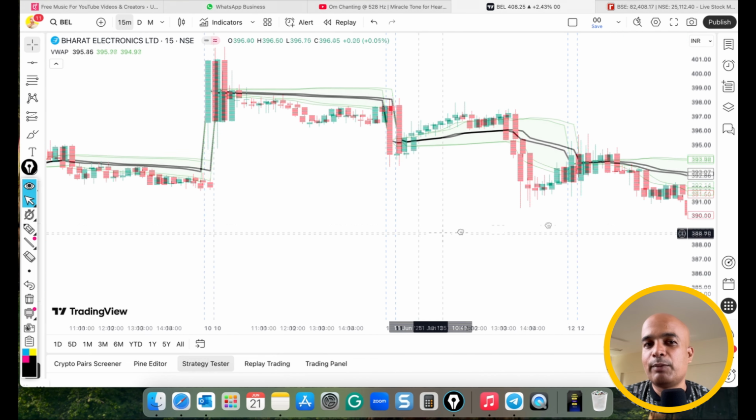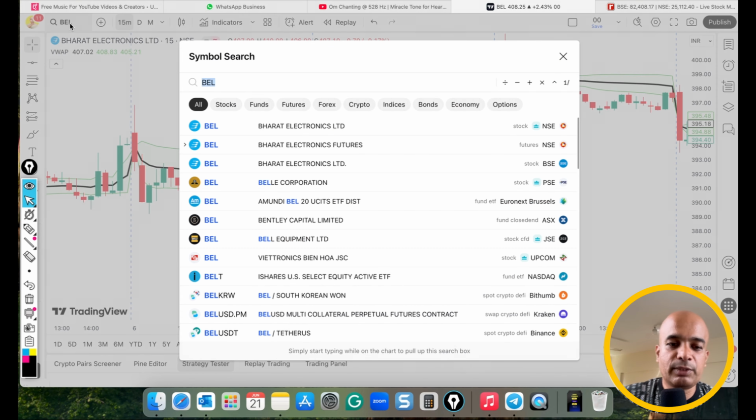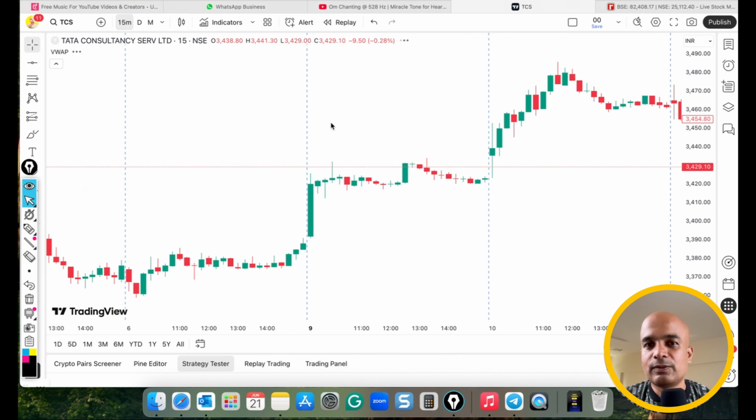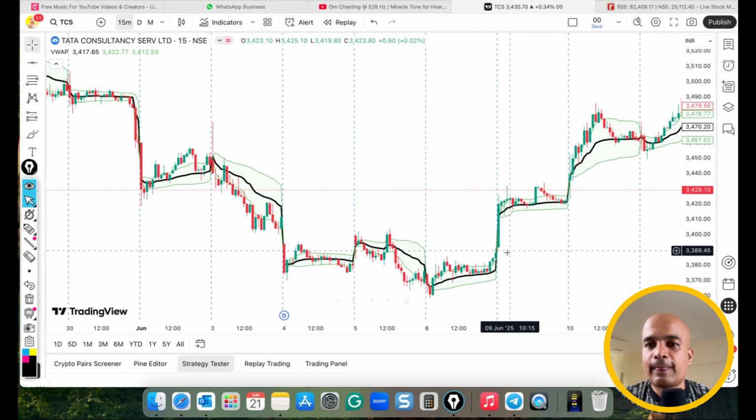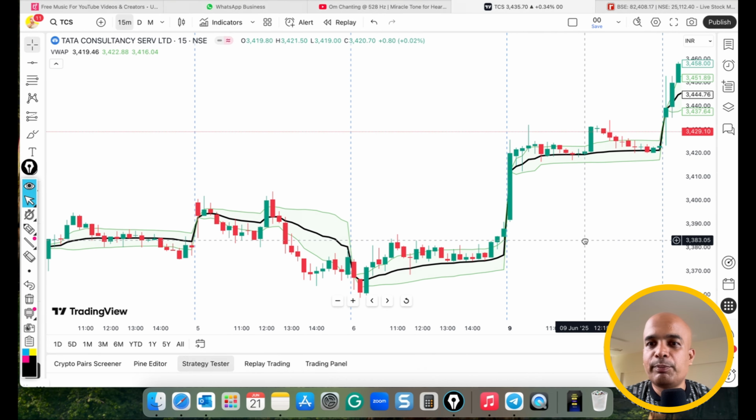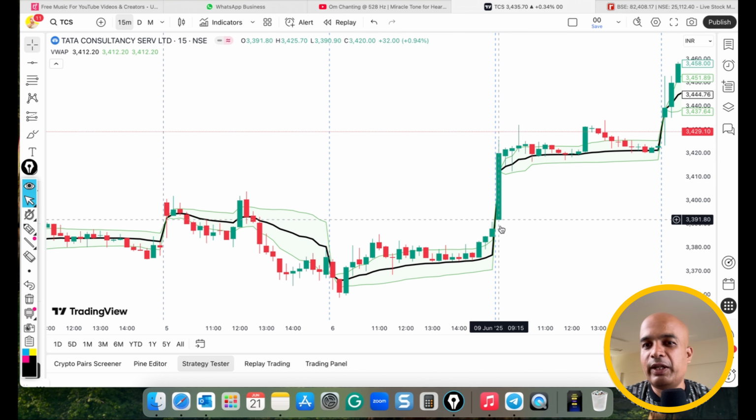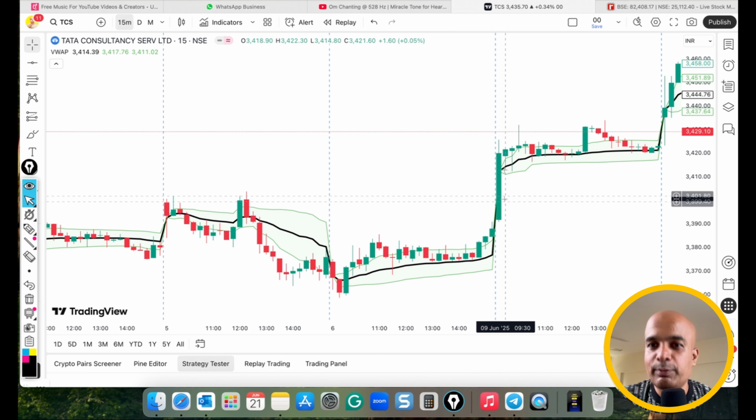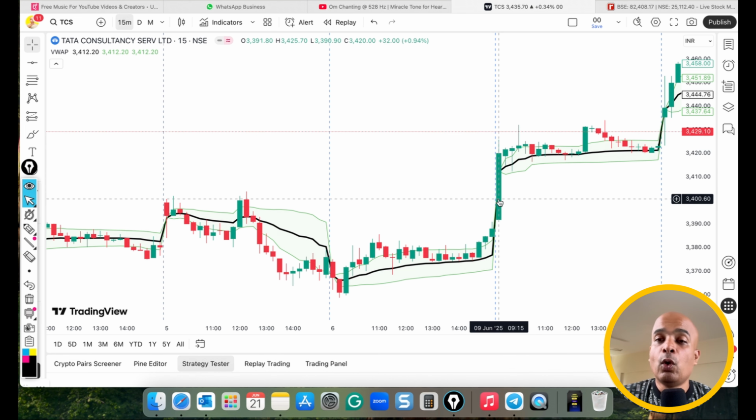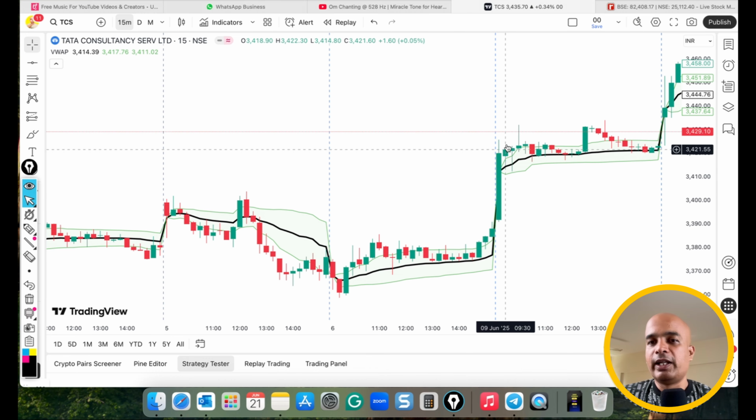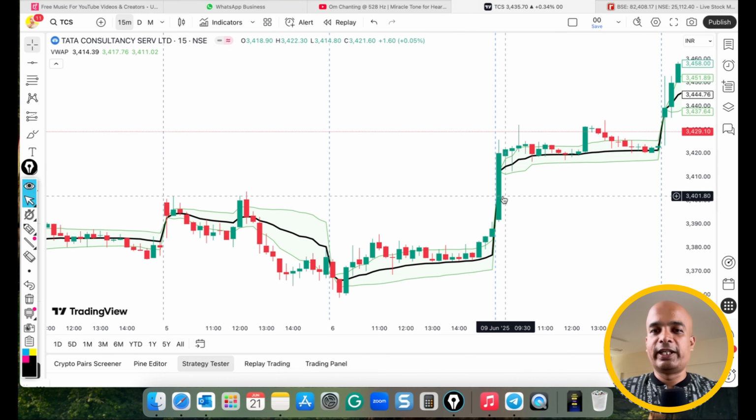See, for example, I will go to TCS stock. See here, for example, in this case, it's a very, very big candle. You would have missed the trade. See here, the price closed above VWAP. It comes under our setup, but the open candle itself is very, very big. So usually whenever you get a very big open candle, like a 2-3% candle, you can ignore the setup.